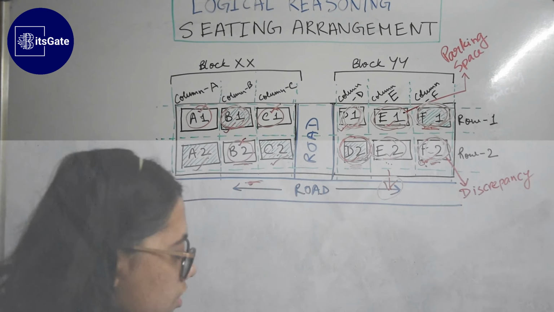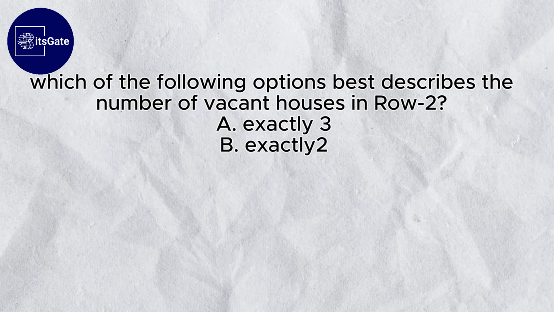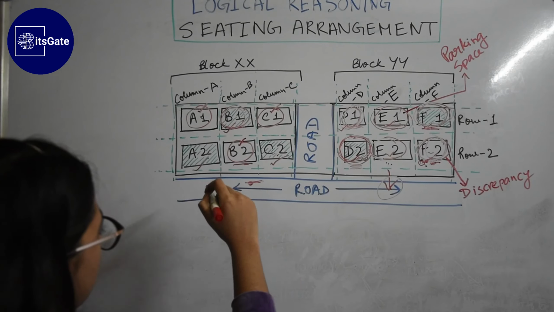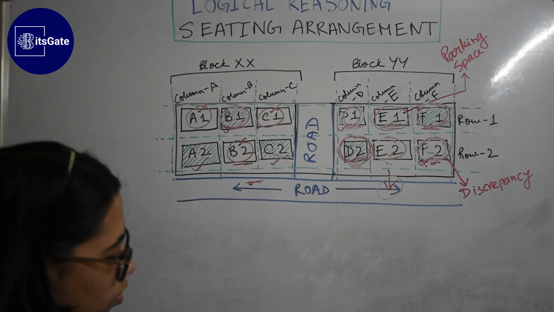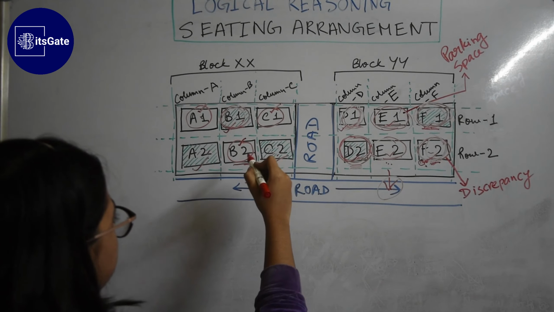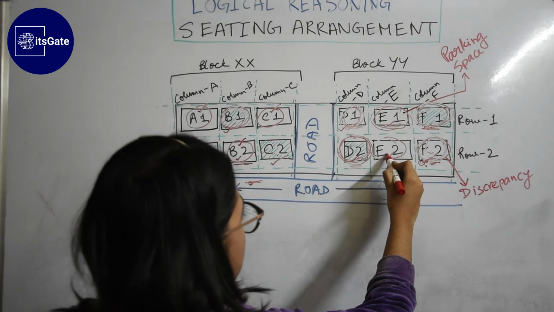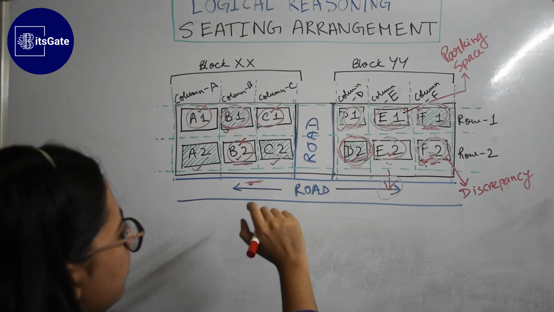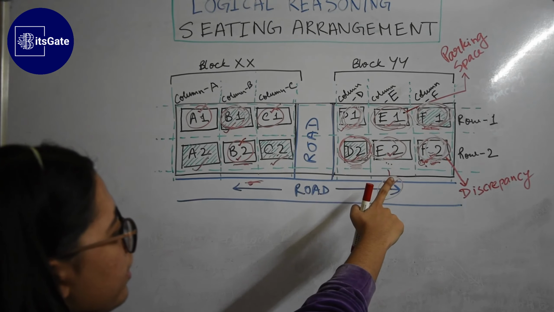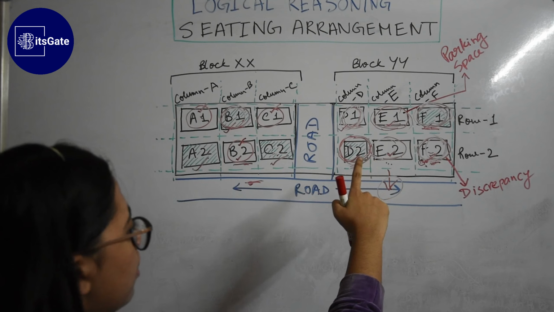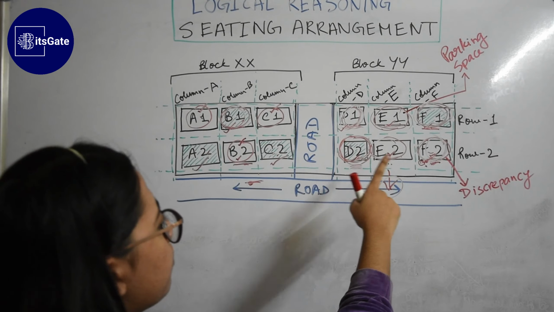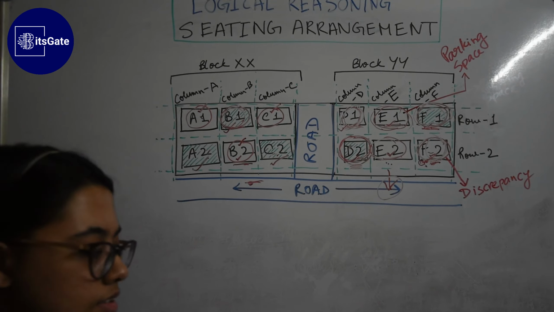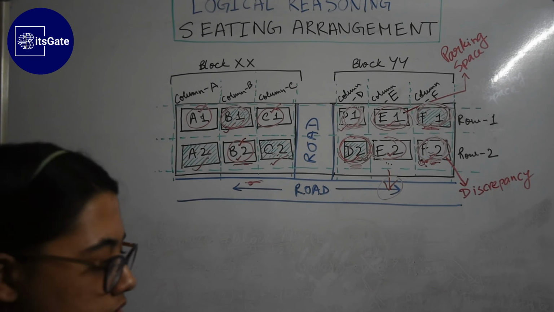Next question we have, which of the following options best describes the number of vacant houses in row 2? In row 2, we have vacant houses B2, E2 and F2 may be occupied or may be vacant. If it's occupied, then there are 2 vacant houses, and if it's vacant, then there are 3 vacant houses. That's why the option can be either 2 or 3. So option D is the answer.